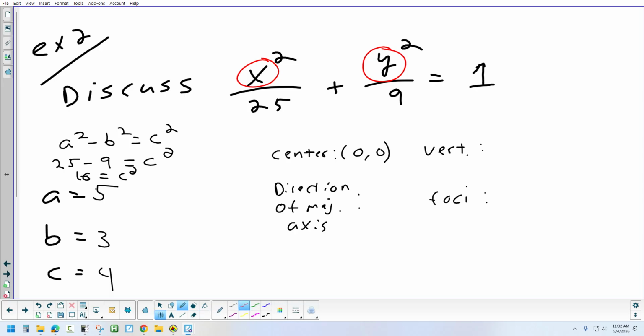What is the direction of the major axis? If we get this wrong, then we're going to get all the spacing wrong on everything else. So we've got to get the direction correct. Yeah. Horizontal? This is horizontal. Look at the bigger number. Look at which letter it's under. Bigger number under x means the ellipse goes in the x direction.